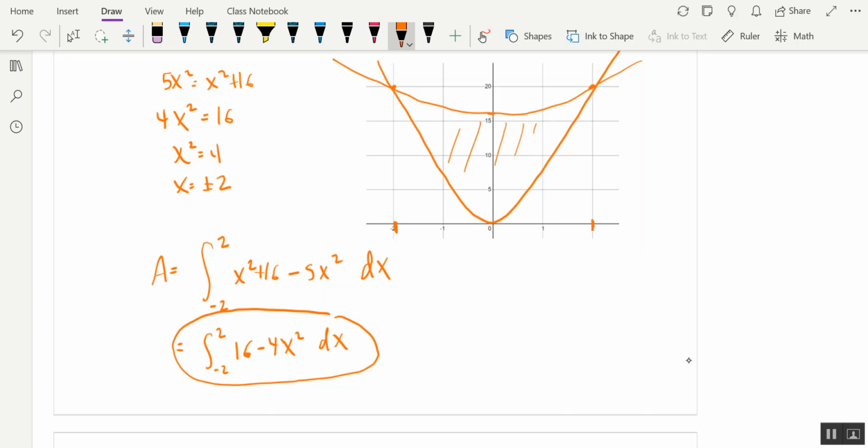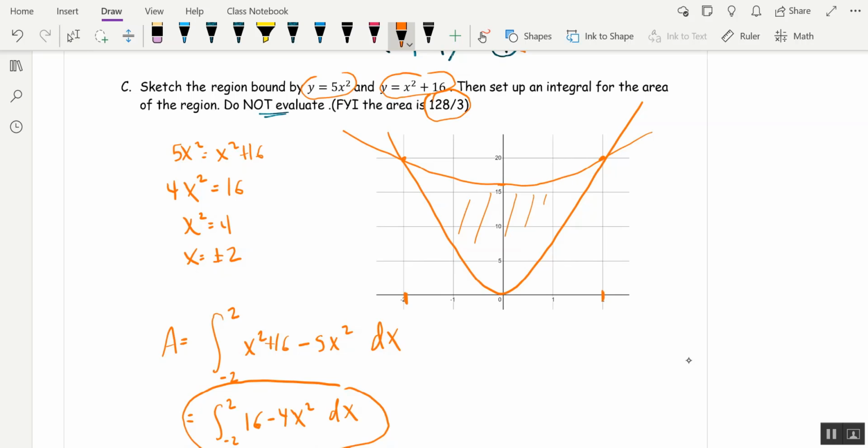Evaluating the integral means going on and finding the actual area, and you can do that on your own if you want. I did it and I got 128/3. And just one last comment. If you actually did want to find the area and evaluate the integral, it would be better to use symmetry because we love 0 as a limit. It just makes things easy. And so this integral here that I have in the circle is equal to twice the integral from 0 to 2 of 16 minus 4x squared dx. And that would actually be easier to evaluate than the other integral that I have. Okay, and that's the end of this section.